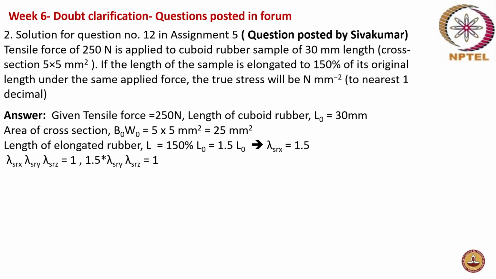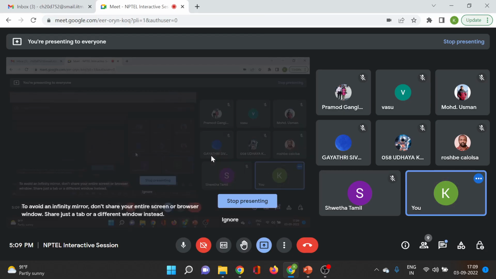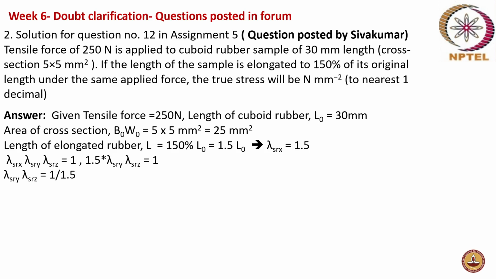So here again you can calculate lambda SRY, lambda SRZ, because here also you have lambda SRX. And you know lambda SRX, lambda SRY, lambda SRZ is equal to 1. So you will end up with lambda SRY, lambda SRZ equal to 1 by 1.5. Are you all able to make sense? Yes, ma'am. So you have B by B naught into W by W naught is 1 by 1.5. That is, BW, the new cross section area, is 1 by 1.5 into B naught W naught, that is 25. So you end up with a new cross section area of 16.67 millimeter square.